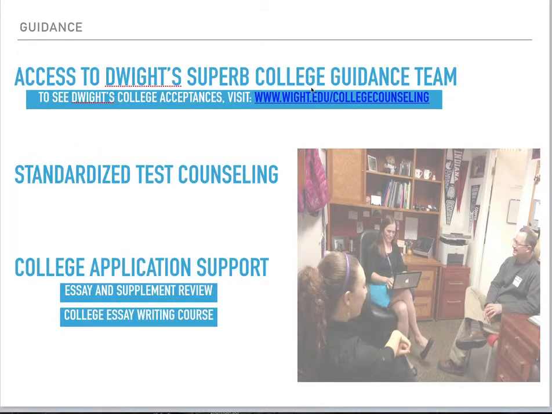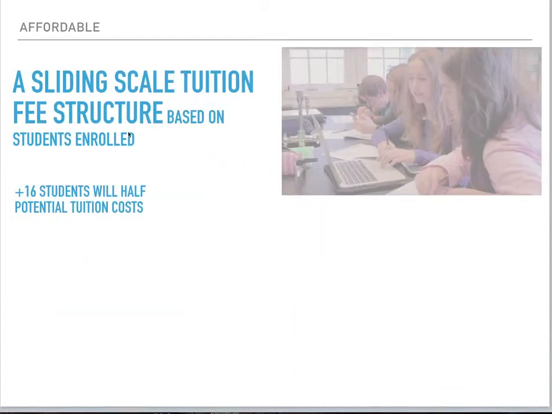Our college guidance team is amazing. I wish I had access to this when I was a kid. They take you through every step of the college process, and they find the right college for the student. Sometimes a student doesn't want to go to an Ivy League school, but if they do, we have the resources to get these students into the Ivy League schools they desire. We've got standardized test counseling, college application support. Every step along the way, we've got you covered. It's a very nice thing about this program that other online schools just don't have the experience to offer. It's also affordable.